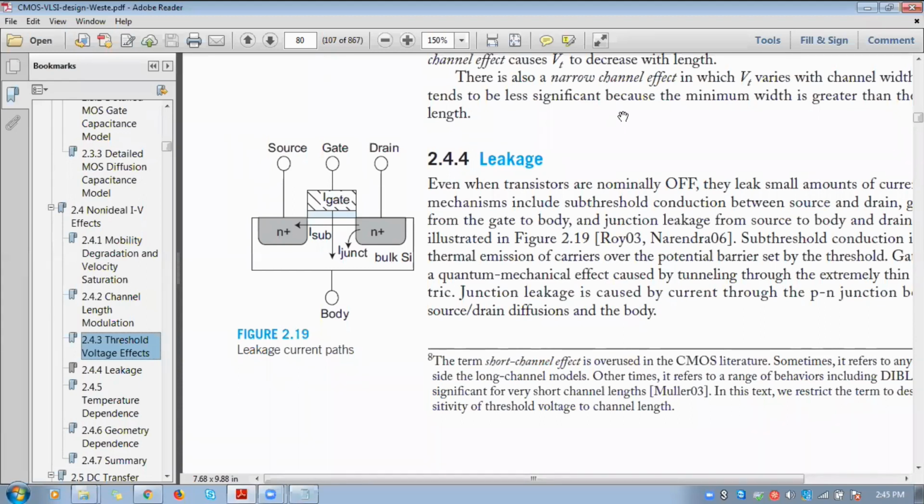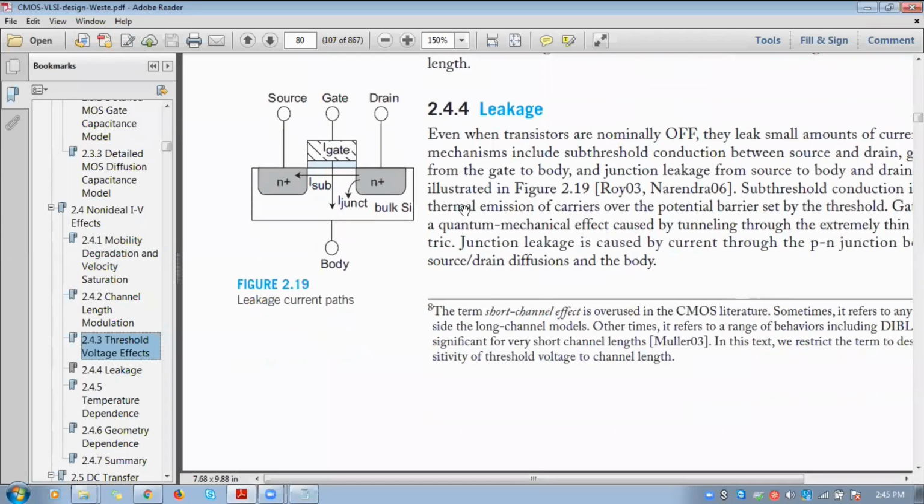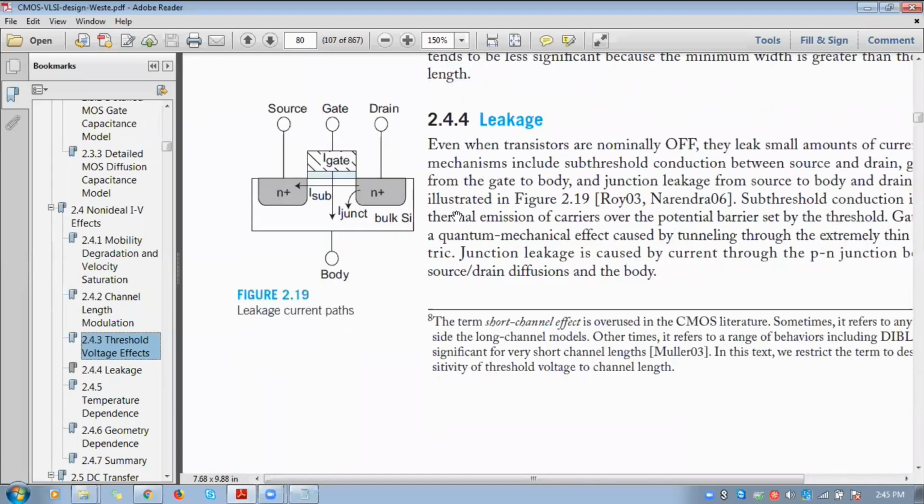When this current is flowing, it may imbalance the junctions. So it will negatively affect the junctions. Here junctions means PN junctions, because your substrate is P-type, right? So you will have a PN junction here, and a PN junction here. This will affect your junction balance, and that will negatively affect your circuit. So due to leakage, your circuit may get damaged.